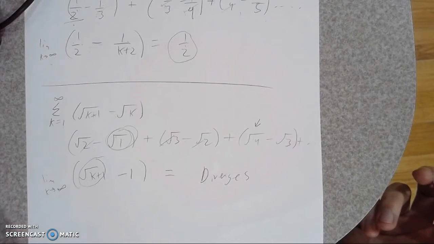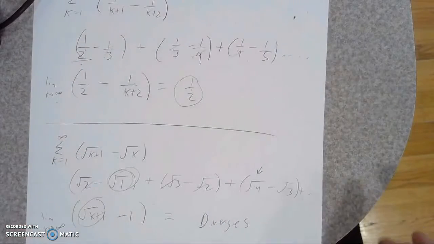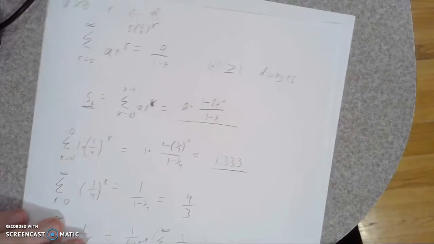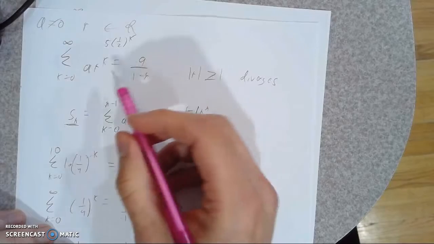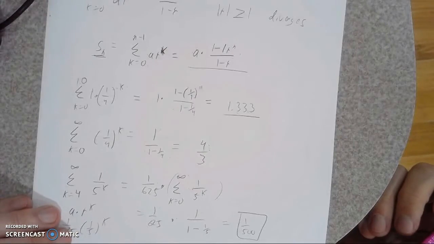Okay, that's pretty much what I want you to be able to do out of this section: deal with telescoping series, deal with the first few terms, finding the sum of a geometric series, the first few terms, and then finding the sum of an infinite geometric series.